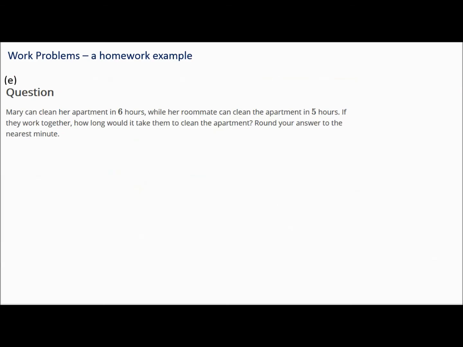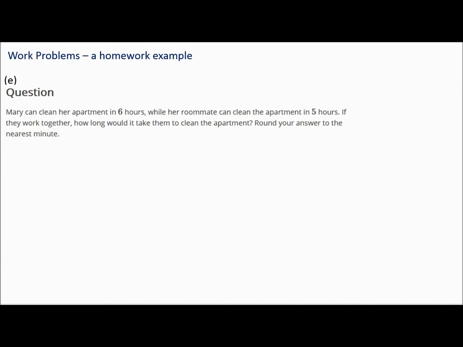And this is a final problem, y'all. This is a question directly out of the homework. I wanted you to see how one of these reads. It says, Mary can clean her apartment in 6 hours, while her roommate can clean the apartment in 5 hours. These are alone times, right? If they work together, how long would it take them to clean the apartment?